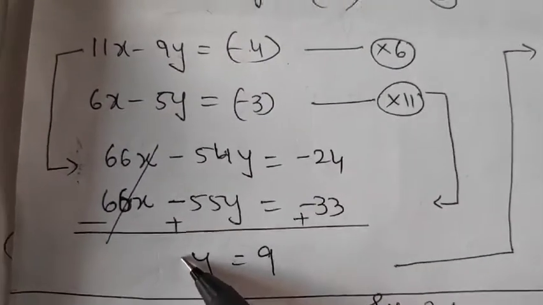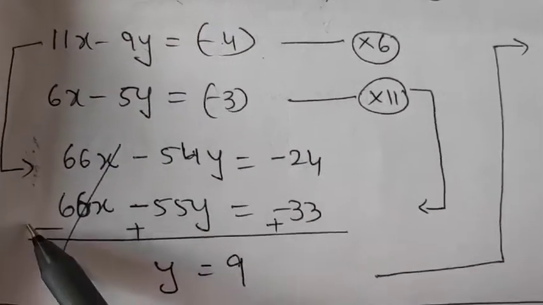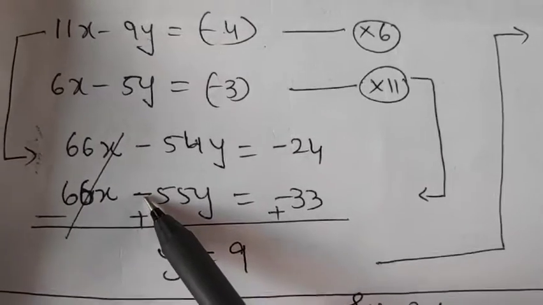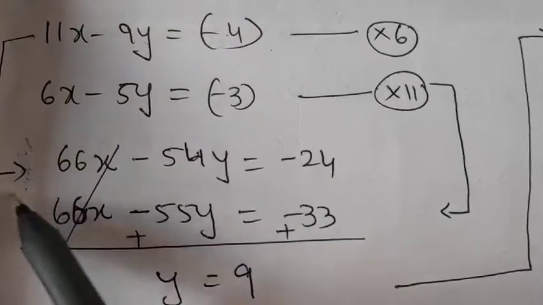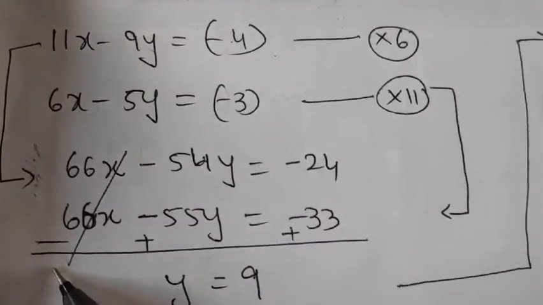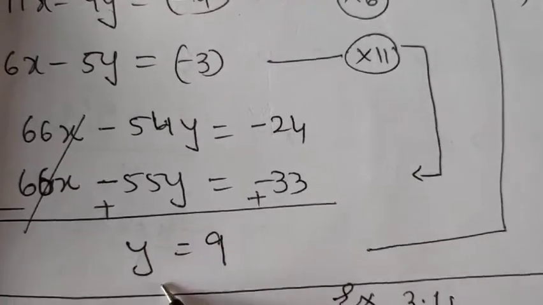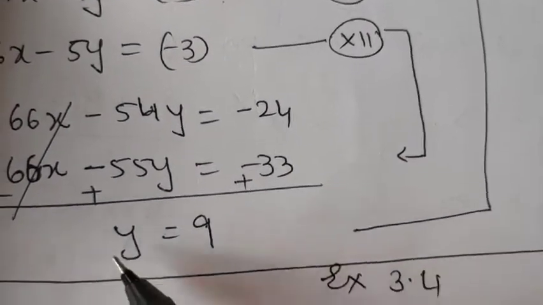Now these two equations, if you check, 66, 66, but the sign is both positive. So subtraction: when you subtract, all the signs will change, so negative will become positive. So after cancellation, minus 54 plus 55 is y, minus 24 plus 33 is 9. So I will get y is equal to 9.